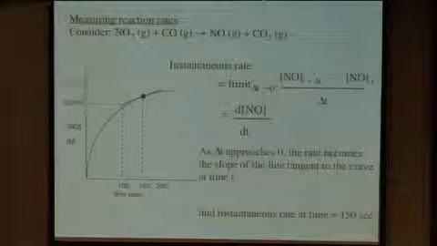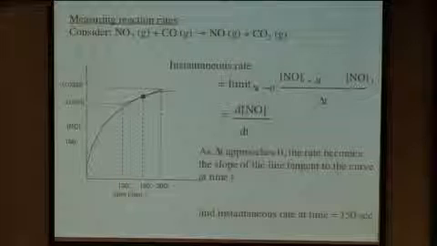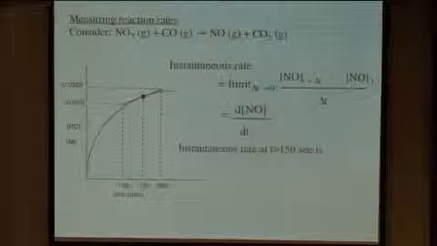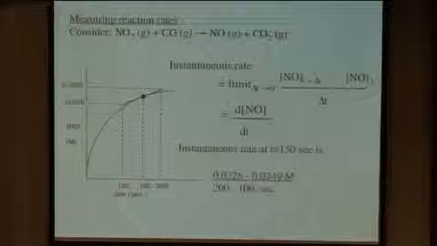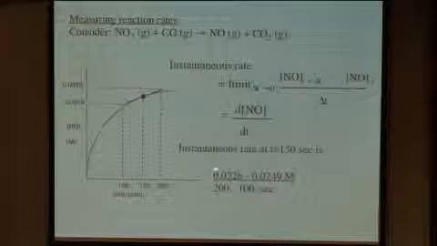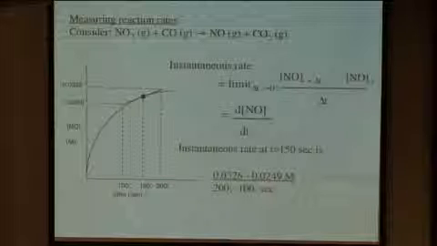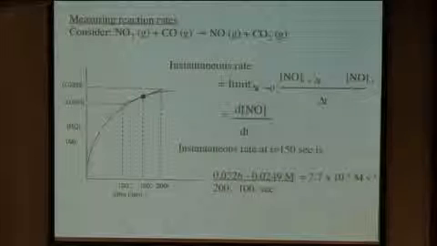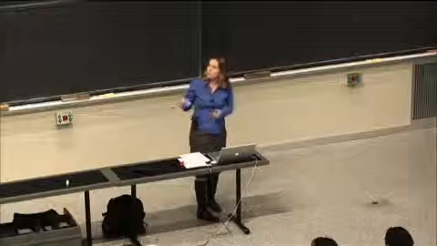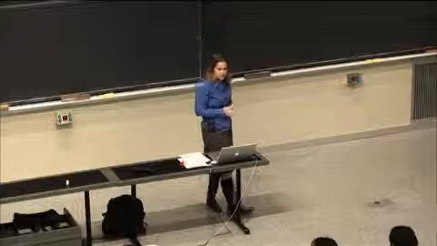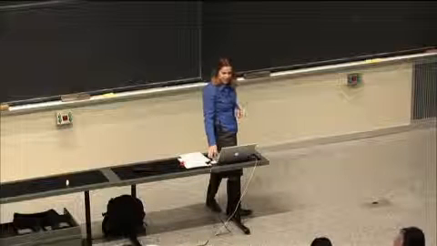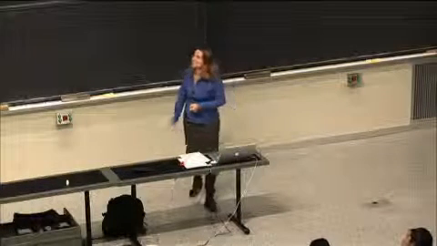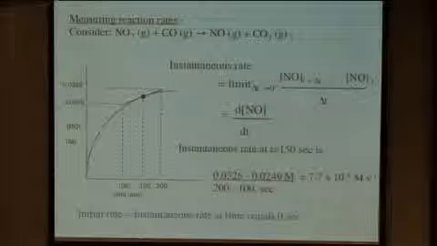And so we can do that math, calculating the slope. And here we find that the instantaneous rate at time equals 150 seconds, this is the slope of the line, this change in concentration over change in time, gives you 7.7 times 10 to the minus 5 molar per second. So that's an instantaneous rate at a particular time. What do you think the instantaneous rate is called at time equals 0? Any guess? Initial rate. Yeah. So initial rate, instantaneous rate at time equals 0 seconds. So that's instantaneous rate.